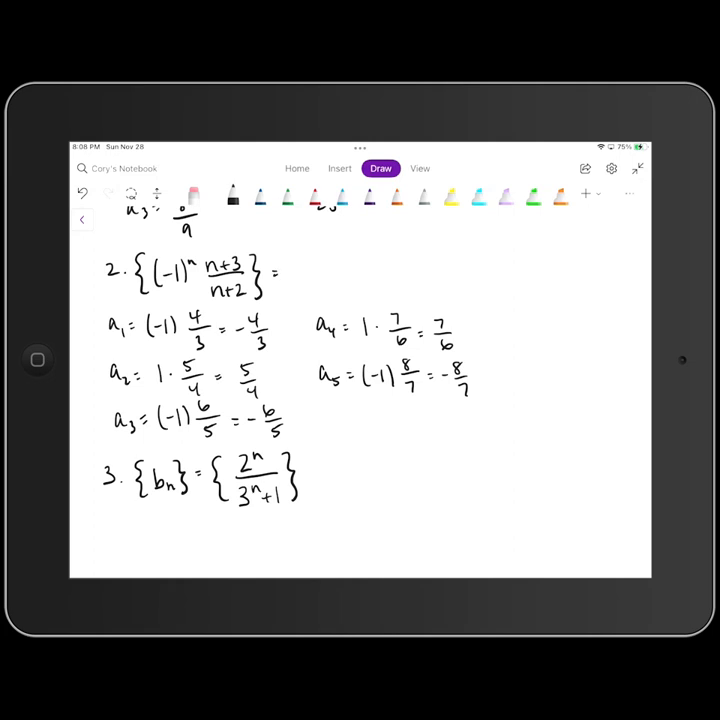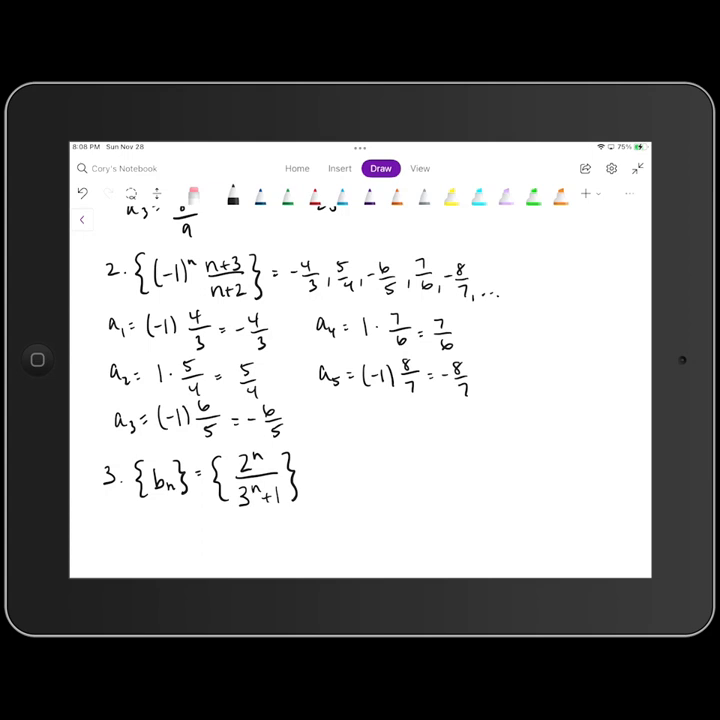So when we list the first 5 terms of this sequence, it's negative 4/3, 5 over 4, negative 6 over 5, 7 over 6, negative 8 over 7, and then again I'm going to put 3 dots at the end to indicate that that sequence is continuing on. Again, we're just identifying the first 5 terms of the sequence.